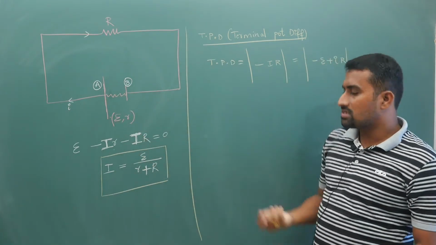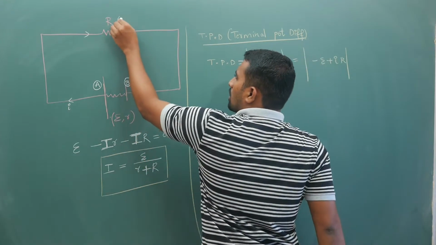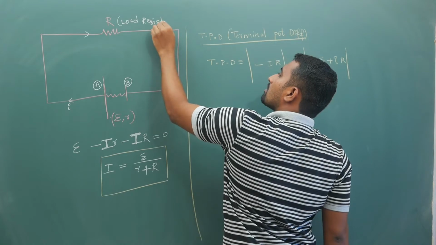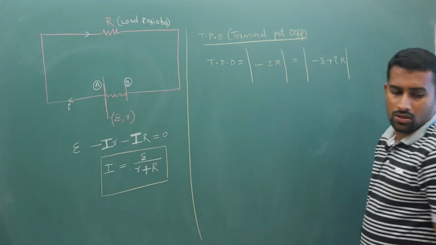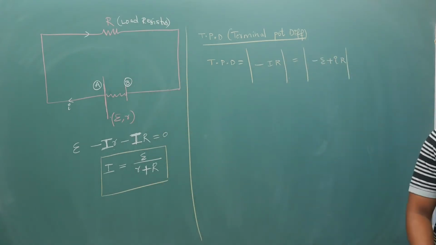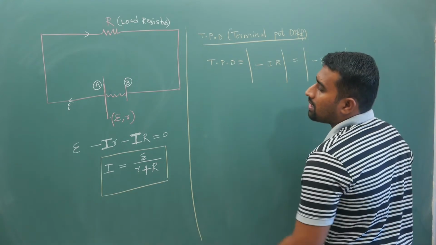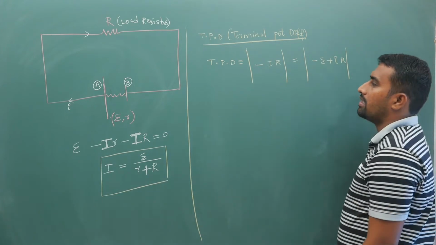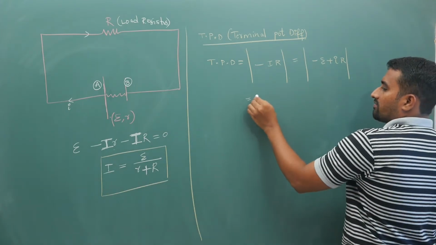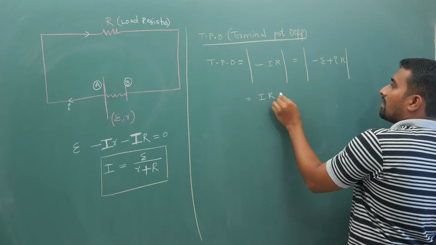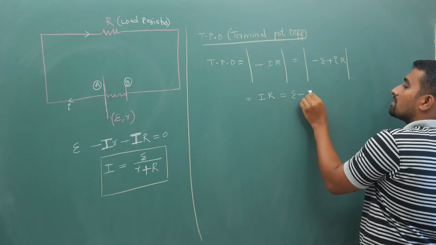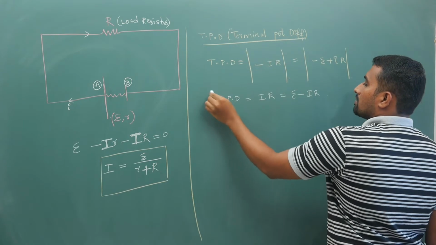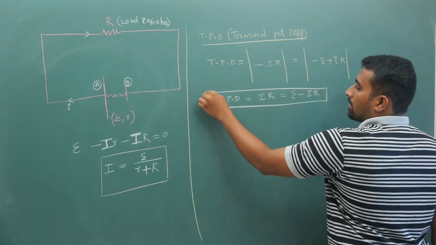Outside means through the load resistor. This is actually called the load. If you are looking at some higher level books, it is termed as load resistor. So that is minus IR, which is equal to the mod of minus E plus Ir. Now if you take that, finally what are you going to get? IR is equal to E minus Ir. I have to take the bigger value minus the smaller value, okay?